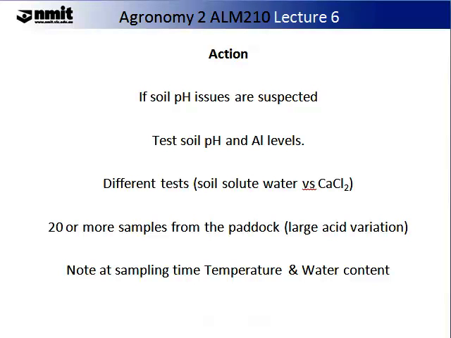There is a significant amount of variation in soil pH across any paddock. In order to account for this natural variation, to detect if there is a real problem, it is advised that you do a minimum of 20 samples from the paddock. It is important to note the sampling time, temperature, and water content. If you have variations in temperature and water content, this will influence your pH, and therefore a comparison may become difficult.